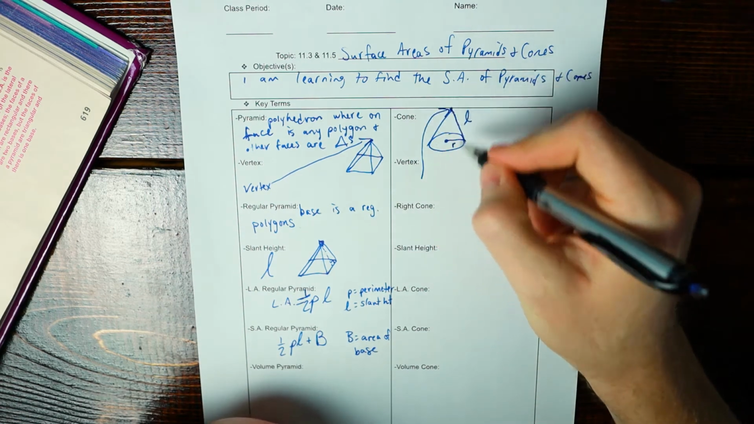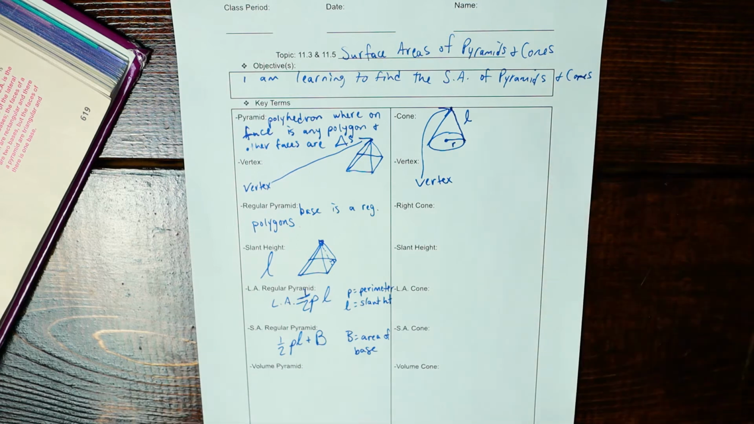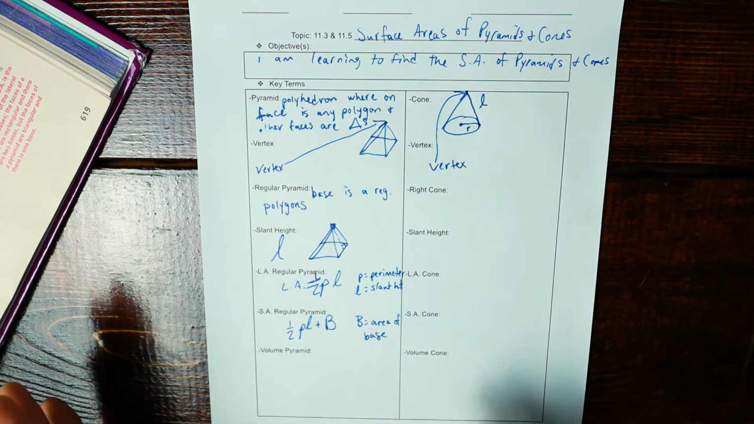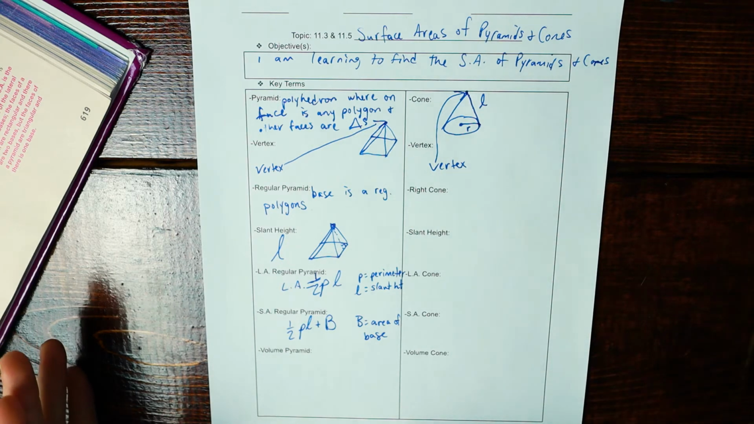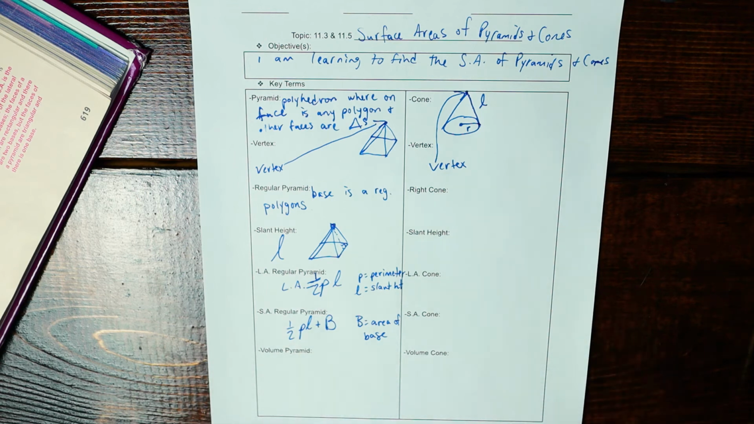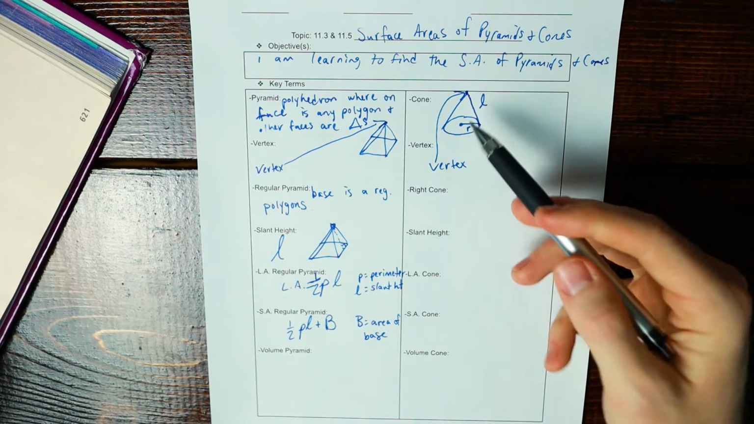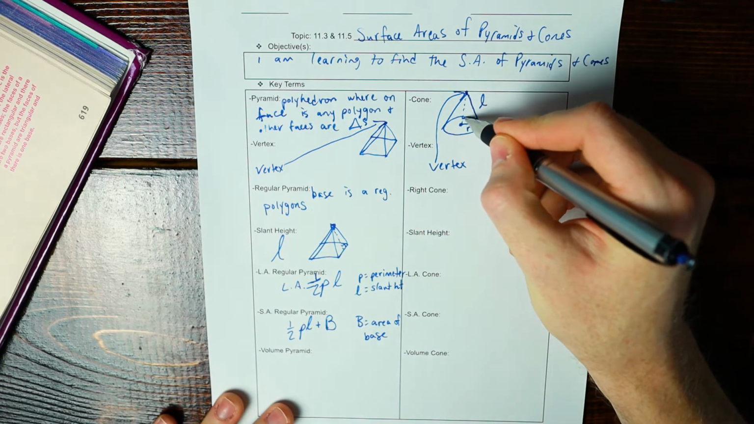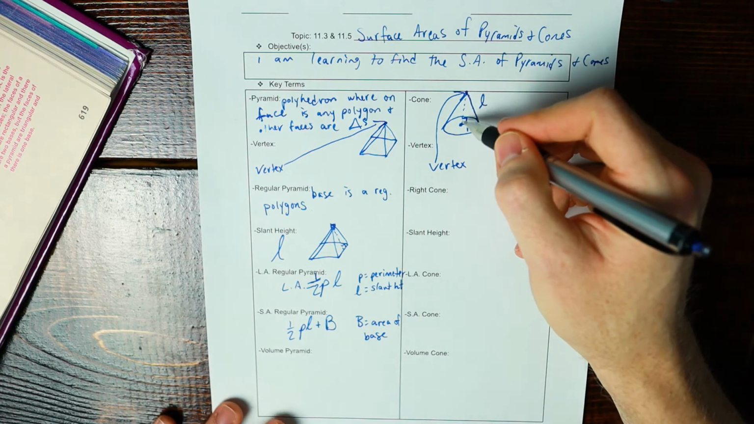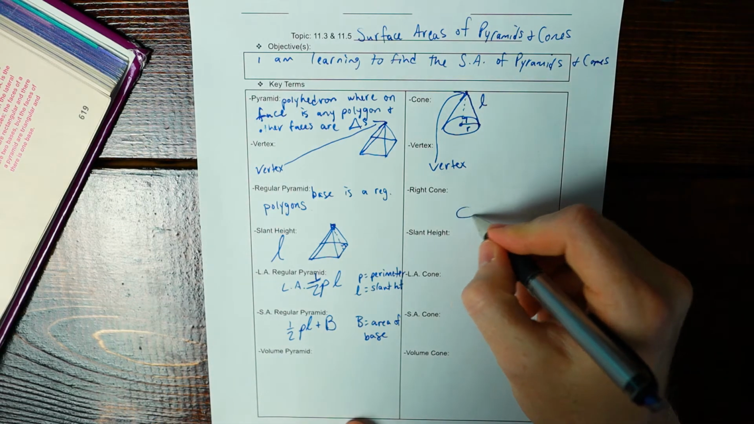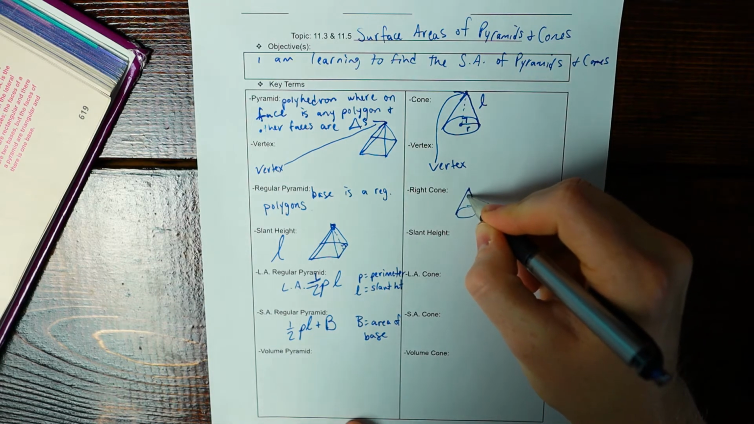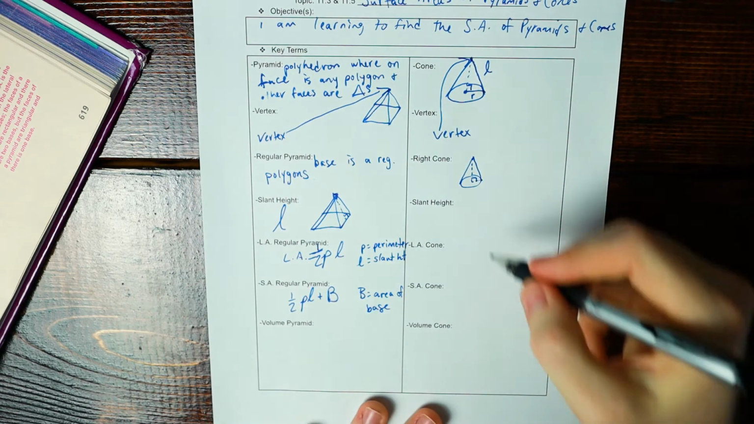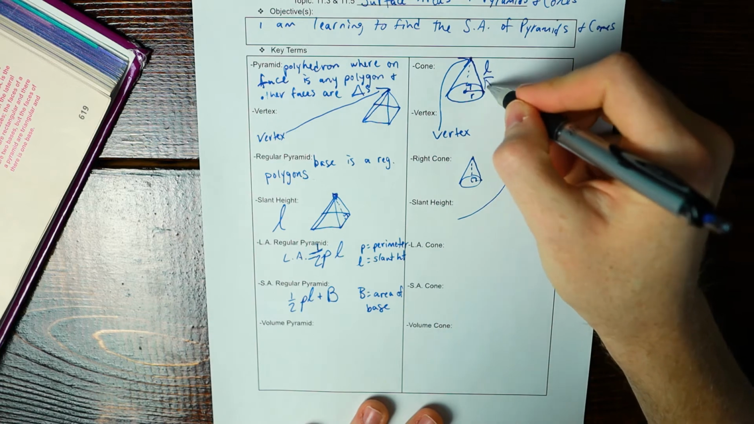Vertex is still this point right here, the pointy end, and then a right cone is like a cone that is not oblique. So I told y'all like oblique cylinders. A right cone is just like a cone that looks like this. It's going to make a right angle from the vertex along this altitude, aka the height, not the slant height. So if we want to see a picture, you get a right angle there. And then slant height is this.